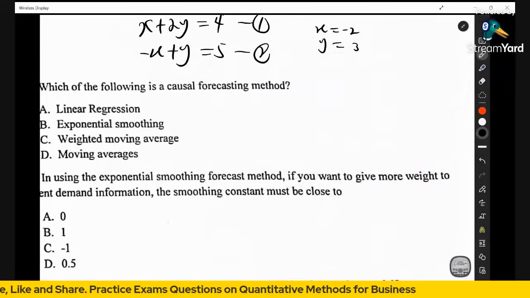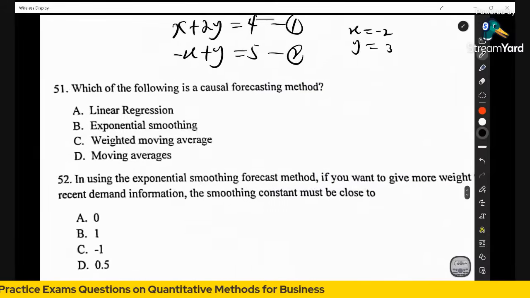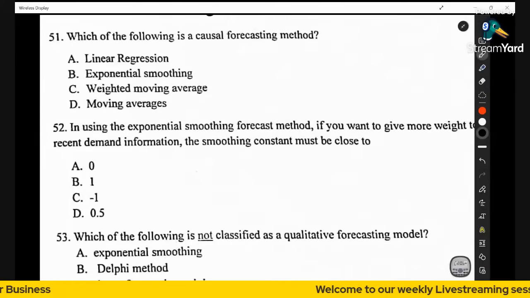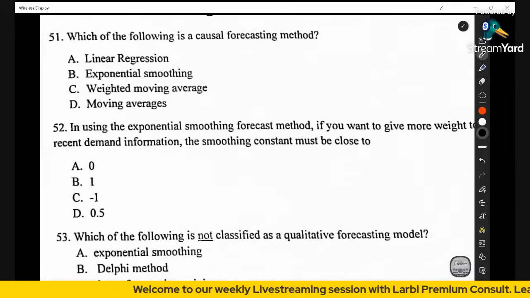Okay, so you get x equal to -2, y equal to 0.2. So now question 53. Which of the following is a causal forecasting method? A, linear regression; B, exponential smoothing; C, weighted moving average; and D, moving average.